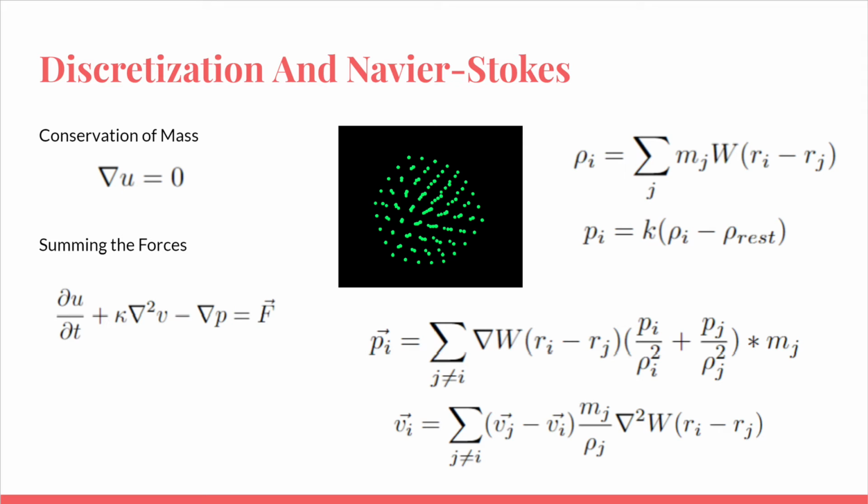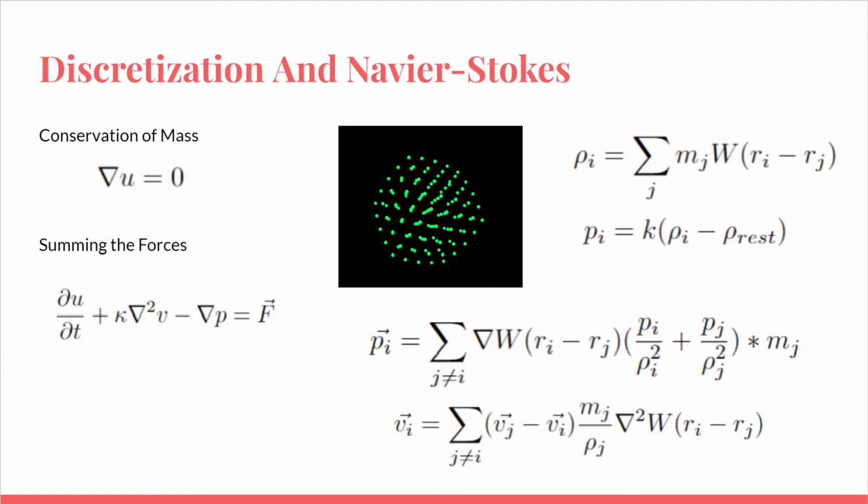These equations govern SPH. On the left, you see the Navier-Stokes equations. Firstly, the conservation of mass says that the change of mass should be equal to 0. This is held true through the number of particles remaining constant from frame to frame of the simulation. During the sum of forces, you see the change of the vector field and velocity plus some kappa constant times the double derivative of viscosity minus the change of pressure is equal to the entire force on the system.